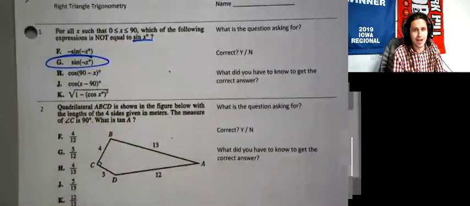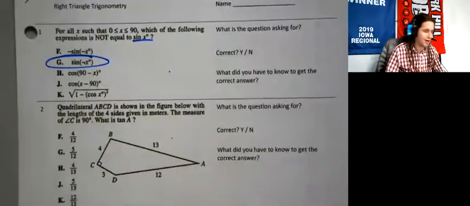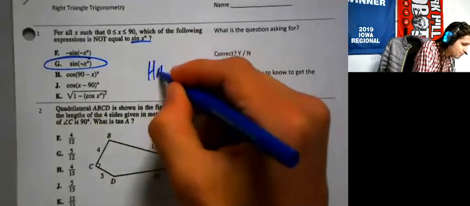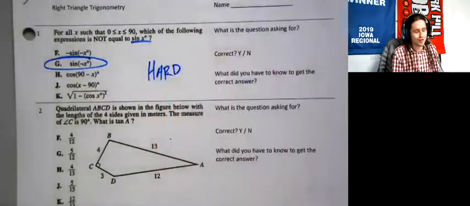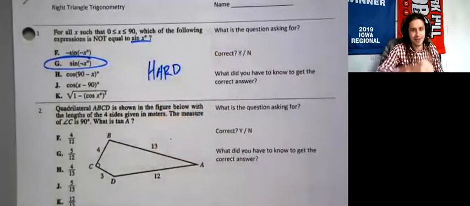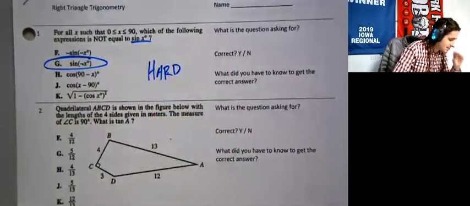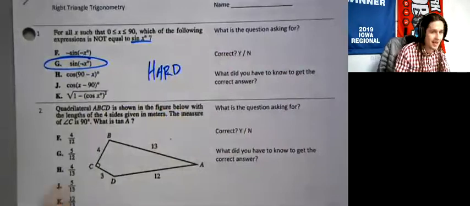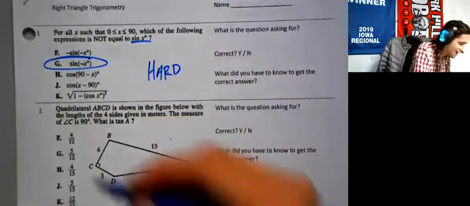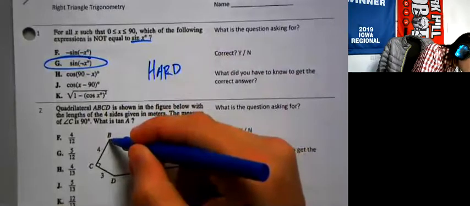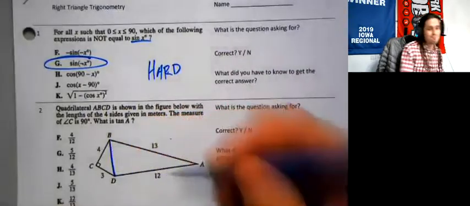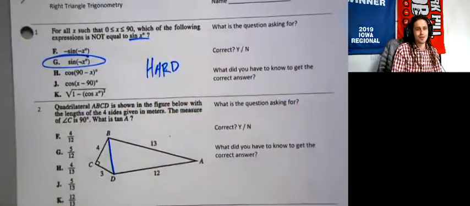But this is not one of the problems I expect you to get right. This is hard. If you don't have prior knowledge on this one, your eyes are going to glaze, so don't stare at this thing. You don't know, skip and move on. The next one looks like you can get it, though, because I see a right angle, and if I see a right angle, I think it might be right triangle time. And I'm going to draw right triangles on here all the time.